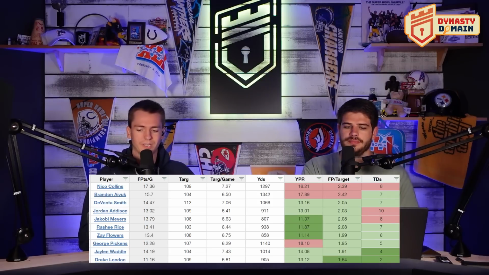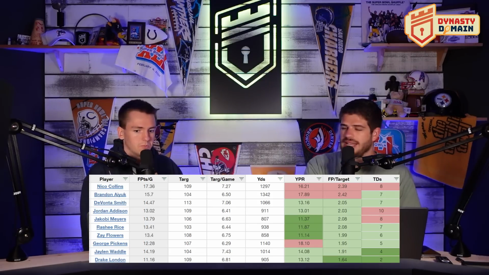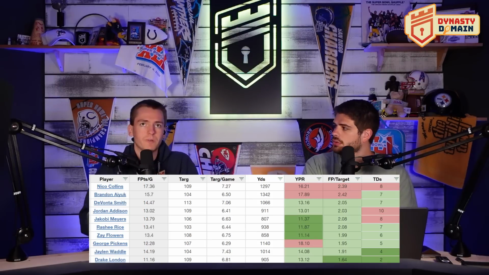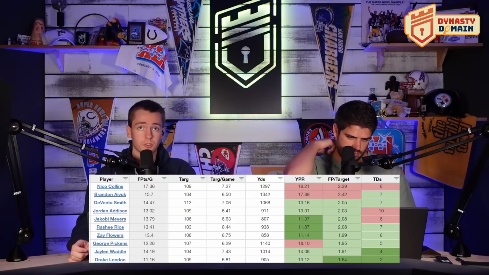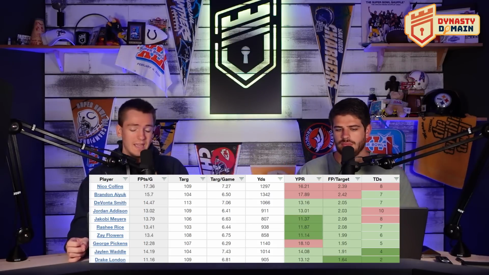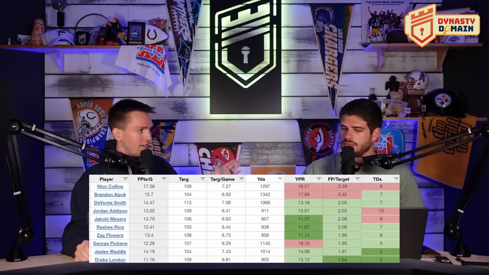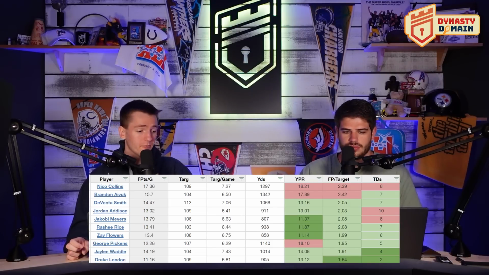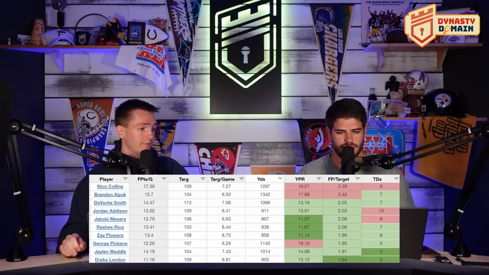Fantasy points per target, which is kind of all encompassing. It includes how you score fantasy points: receptions, how efficient you are, yards, and touchdowns, and what you're getting out of the targets you're currently receiving. If you had to get close to 2.5 fantasy points per target on the team, that's expecting a lot for every single catch, because you're going to have to turn a lot of those into touchdowns. You're going to have to turn a lot of those into a significant amount of yardage, right?